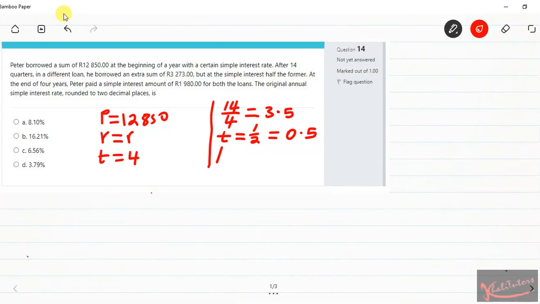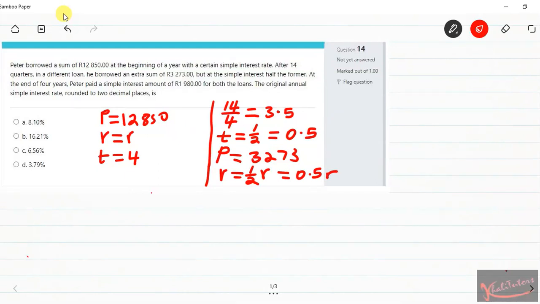What is P? Our P is equal to 3,273. And then what about our simple interest rate? We are told that the simple interest rate is actually half of this one. Since this one is R, half of R is going to be 1/2 R, which is the same as 0.5 R.